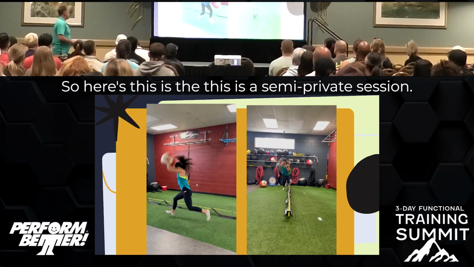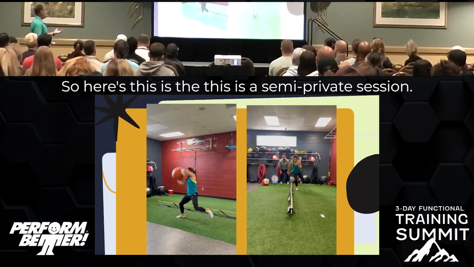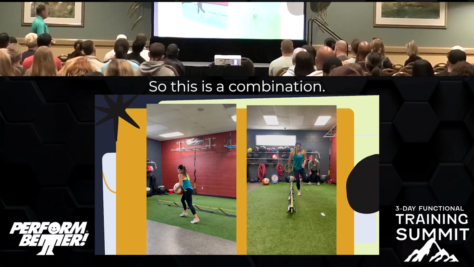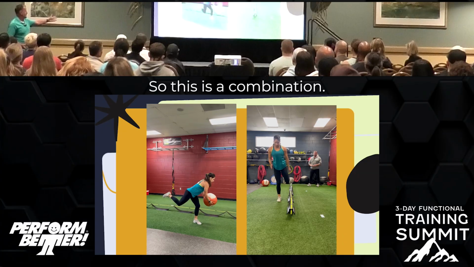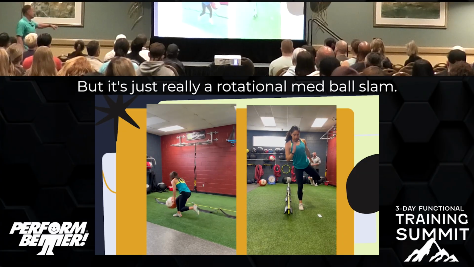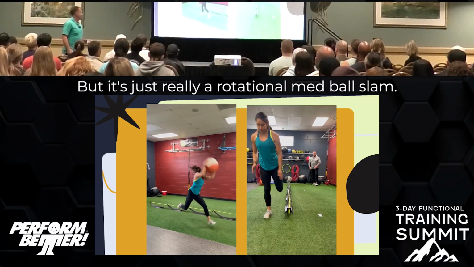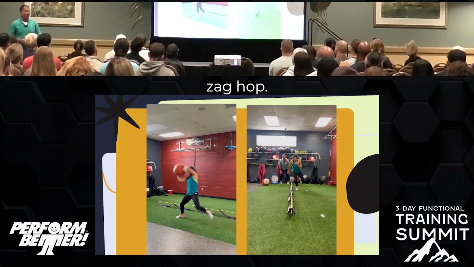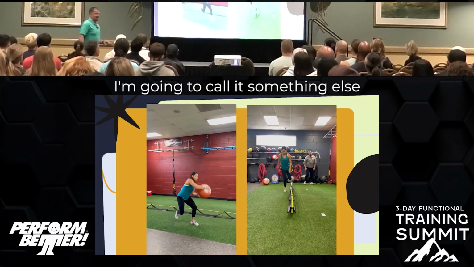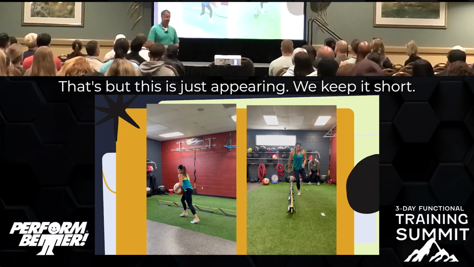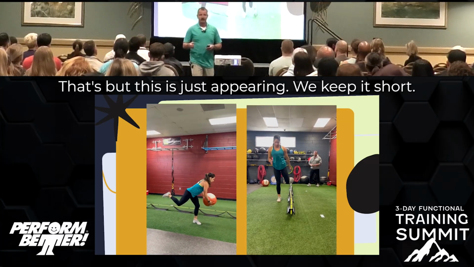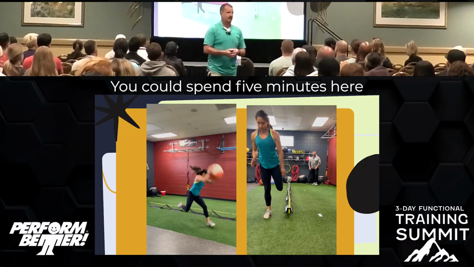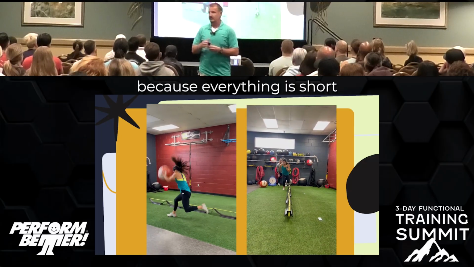So this is a semi-private session, but I've got T doing the same exercises, right? So this is a combination, obviously, because I've got some lower body in there, but it's really a rotational med ball slam. And then she's moving into a single leg zigzag hop. I'm going to call it something else because I can't say zigzag. But this is just a pairing. We keep it short. You just go back and forth. You could spend 5 minutes here and get 3 or 4 rounds of this in because everything is short.